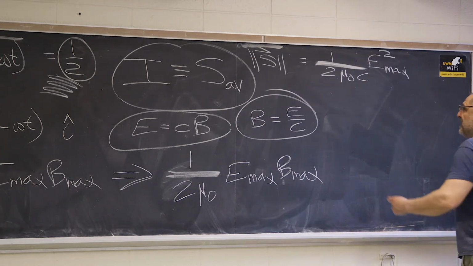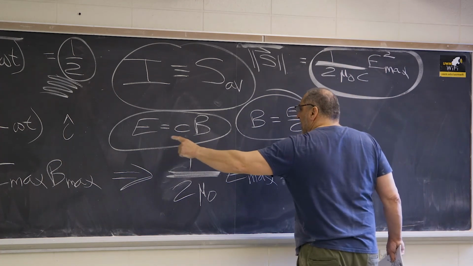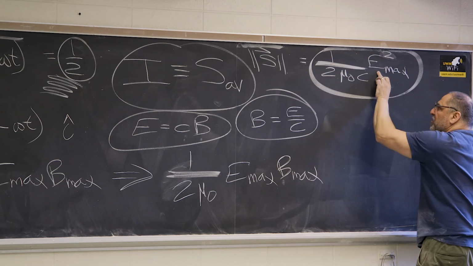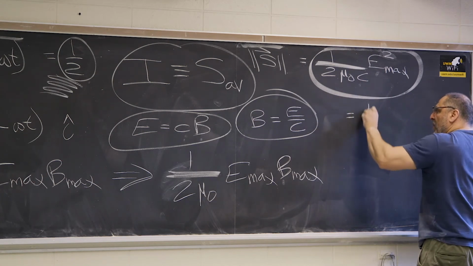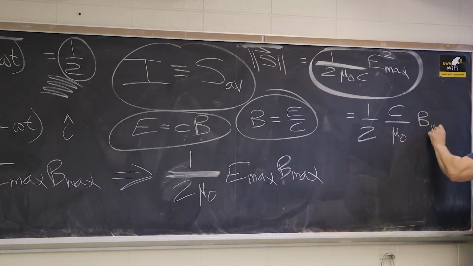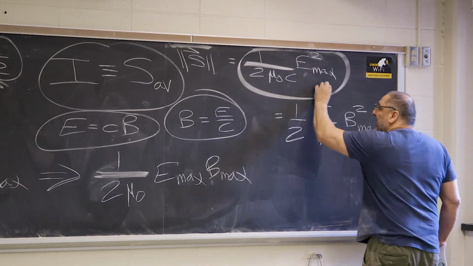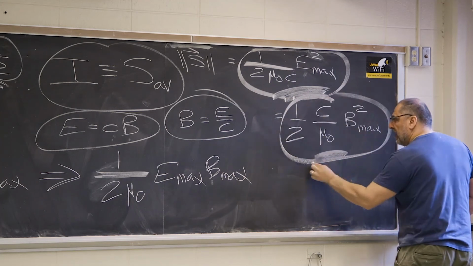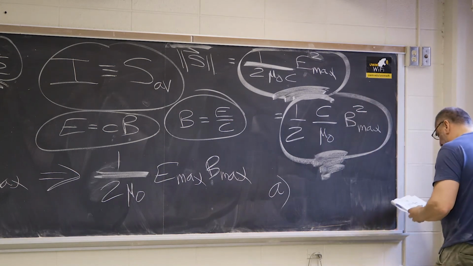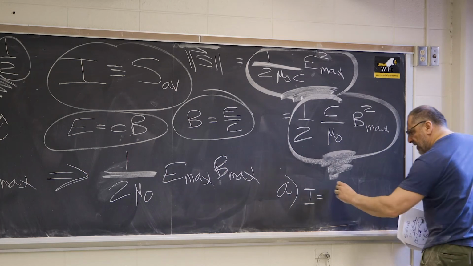You can leave it like this, or you can say, well, what's E? E is going to be CB. Why don't you put CB in place of E? That becomes C squared B squared. C goes into there. It's 1/2 C over mu0 times B max squared. So there are a lot of looks that you can have for it. If they gave you the E field, you have to solve in relation to the E field.